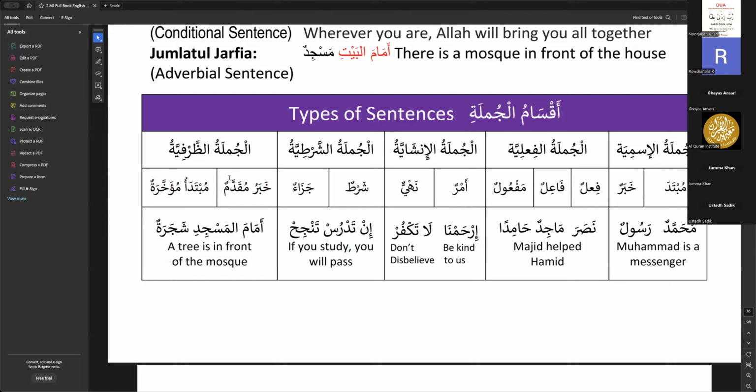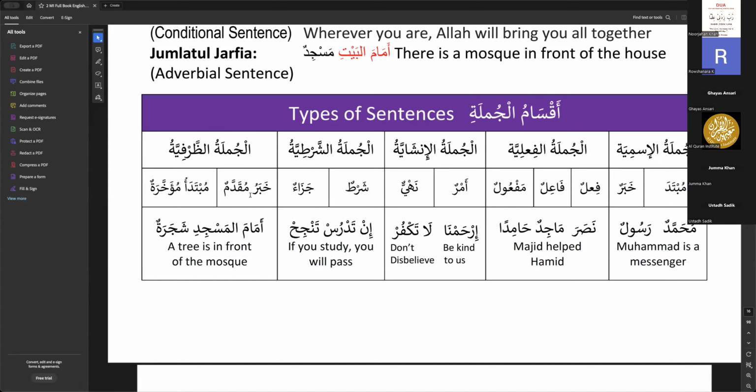Right, next we got Al-Jumlatul Zarfiya, right? Khabru Muqaddam and Mubtada Mu'akhar. Now this is it. Amamal Masjidi, a tree is in front of the mosque. Does anyone understand this one? Jumlatul Zarfiya. Yeah or no?